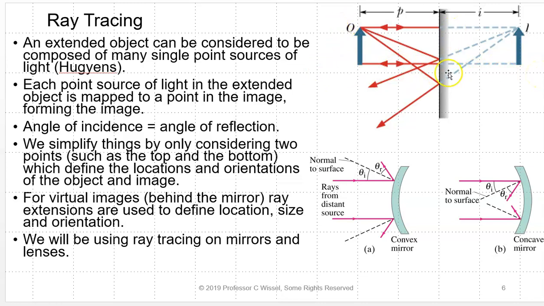And then we use ray tracing from the tip. If we do get 2 rays or 2 extensions going through a single point, then we know that that's where the tip of the arrow is. We just draw the arrow between the 2 things, and we use the arrowhead at the tip. Okay, so this is what you have to do for virtual images. You have to use ray extensions, and we will be using ray tracing on mirrors and lenses.